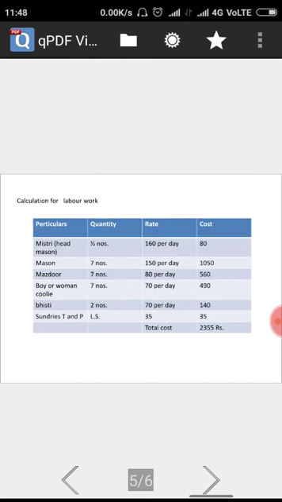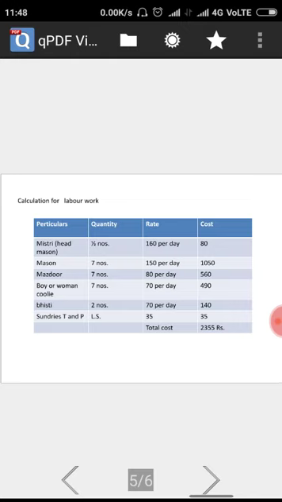Calculation for labor work. Here half a mistri is used. Rate is 160 per day. Total cost is 80. For mason, 7 masons are used. Rate is 150 per day. Total cost is 1050. Mazdoor, 7 mazdoors used. Rate is 80 per day. Total cost is 560.